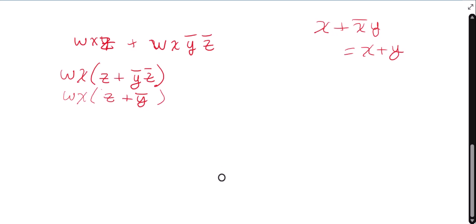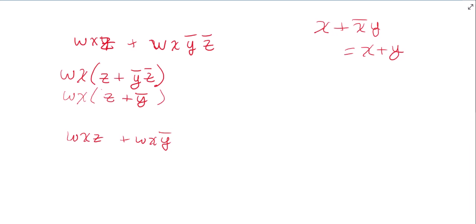And let's see, is there anything I can do to this? So let's see, which is minimum cost? Is this less cost than the way we have it?